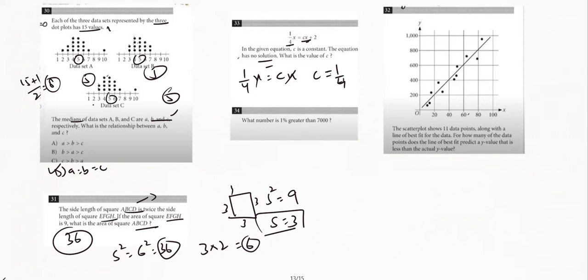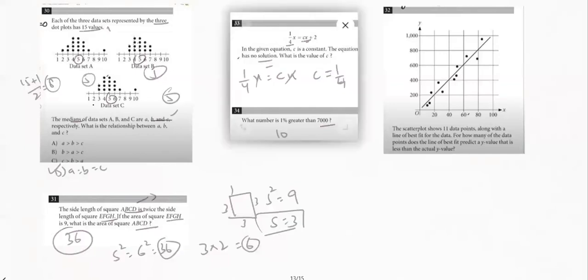What number is 1% greater than 7,000? What is the 1% of 7,000? Either we can multiply 1.01 by 7,000, or you can just do it. What would be the 1% of 7,000? The 2 zeros cancel, so it means 70. And greater means that we are adding this value: 70.